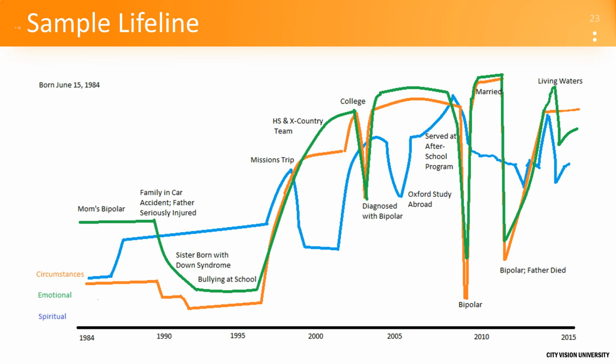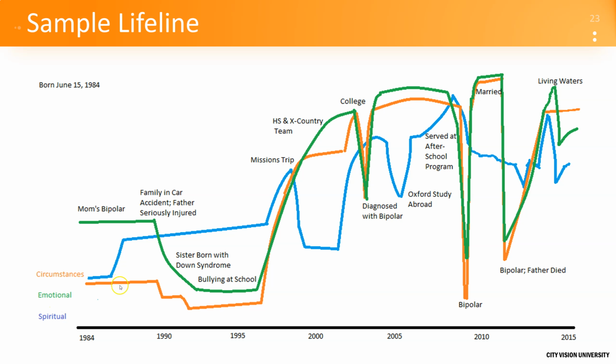A sample lifeline has three different lines. One is your circumstances, and you might start with your circumstances, but then also your emotional line and your spiritual line. Part of the reason why we have you do all three of these is you may have times when life is super difficult, but you're doing great spiritually. Or you might have times when life seems great, but you're not doing well spiritually or emotionally. So it's just to draw those distinctions.